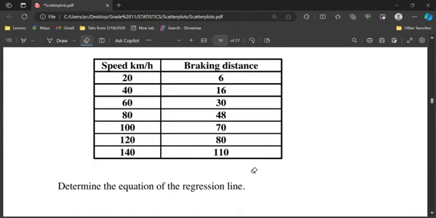I should have done it vice versa. I should have started by giving you the equation first and then drawn the line, because we need to know how to get the equation. How do we get this equation? I'm still using exactly the same data. Since we're using exactly the same data, we've stored the data.